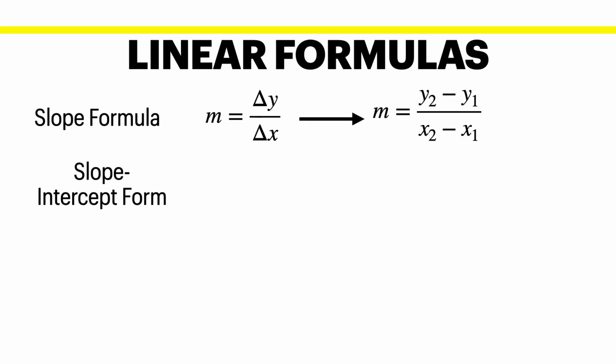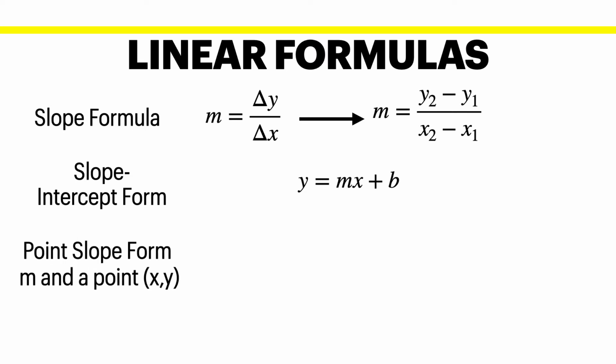For the slope-intercept form, this is something that we know: y is equal to mx plus b. The point-slope form, when you have m, a slope, and a point (x1, y1), is this formula: y minus y1 is equal to m, quantity x minus x1. Let's try to apply this to a problem.